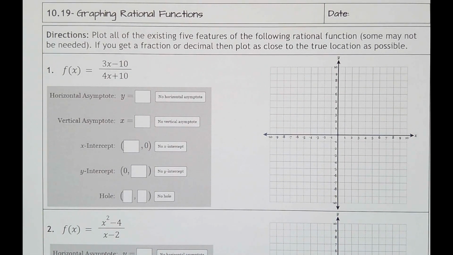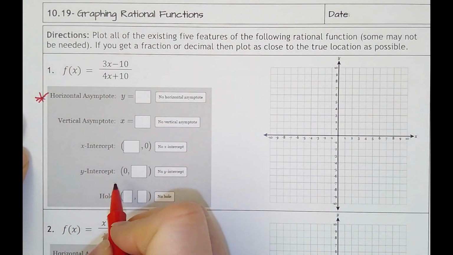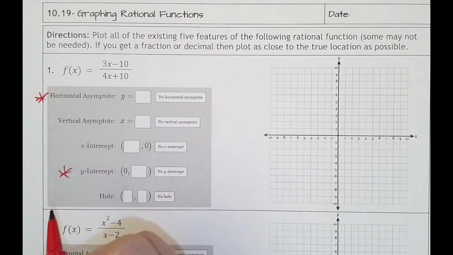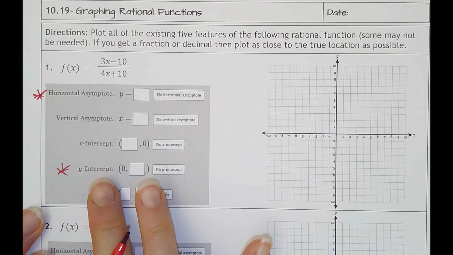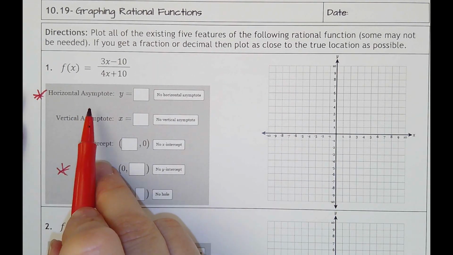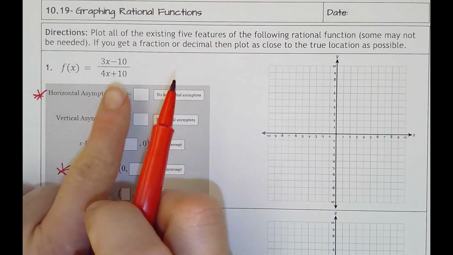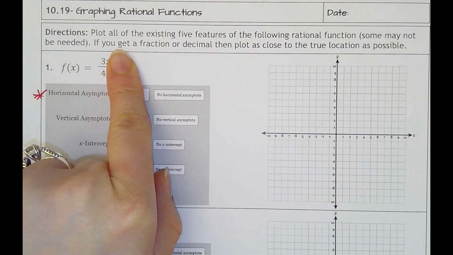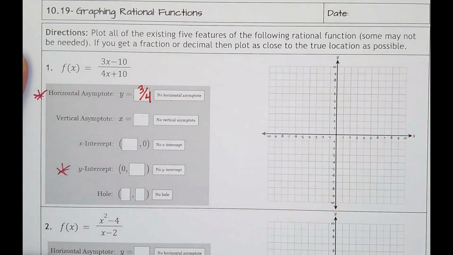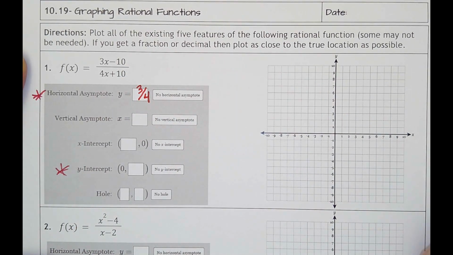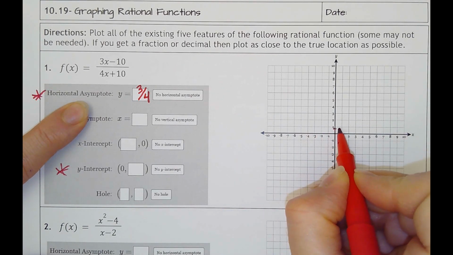First thing I want to do is find out what the horizontal asymptote is and what the y-intercept is. You're not going to have this to do on your problem, but this is going to help us see it and then graph it. For the horizontal asymptote, I see that the degrees or the powers match, so it would simply be those leading coefficients, which is 3/4. I'm going to put that over here on the graph. So 3/4 is almost up to 1, so it'd be going through the y-axis there.